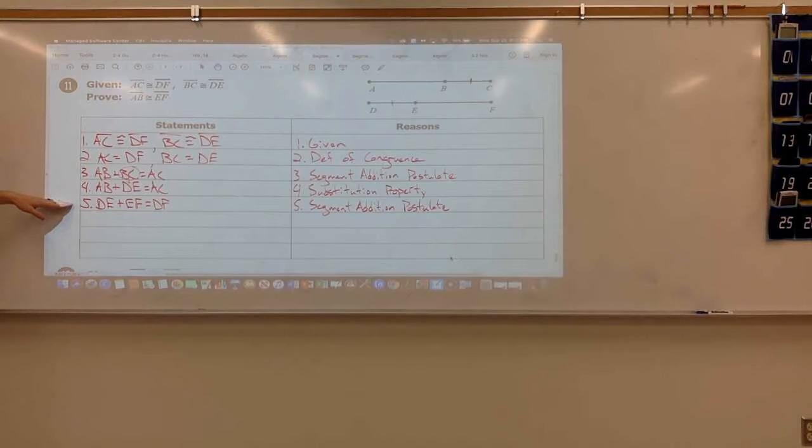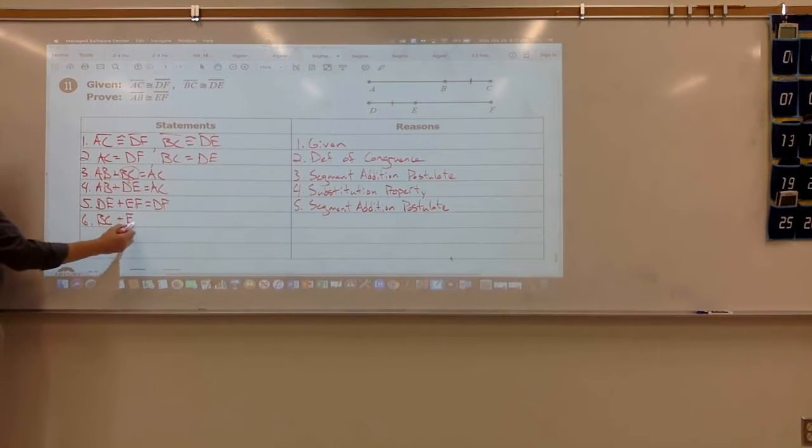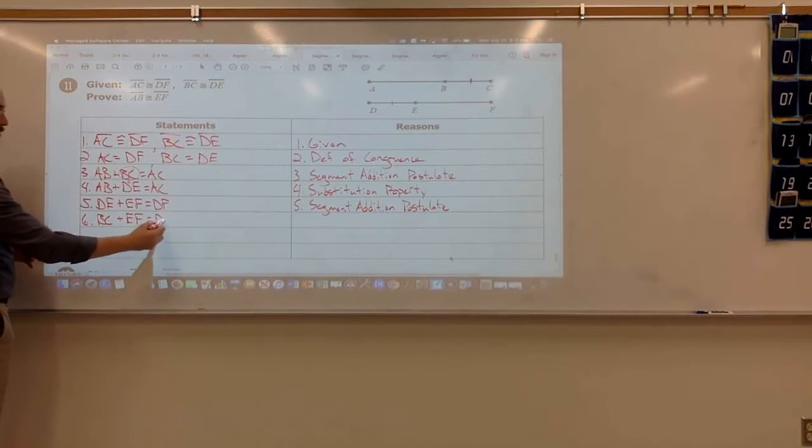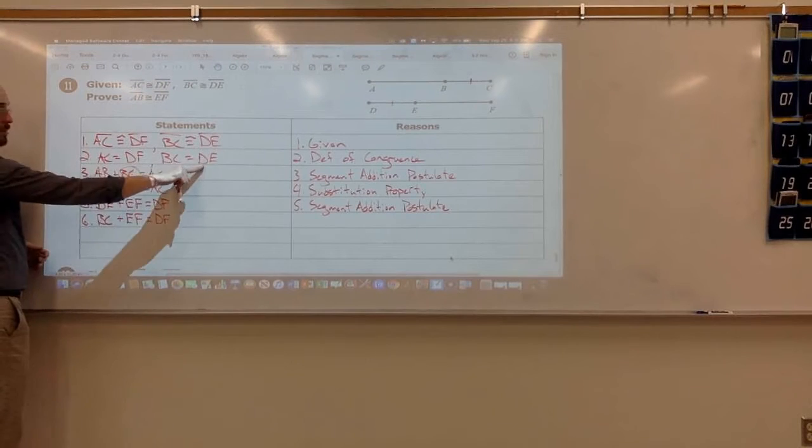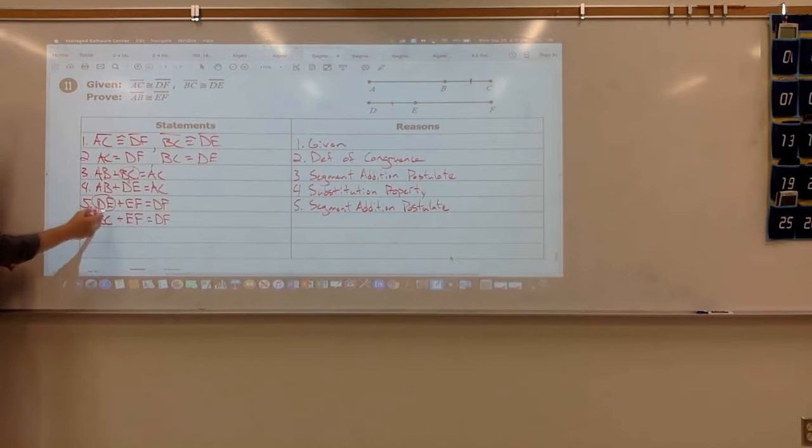BC plus EF equals DF. It's still a substitution property. BC plus EF equals DF? Yeah, we can state that because we know that DE and BC are equal, so we can just substitute that in.